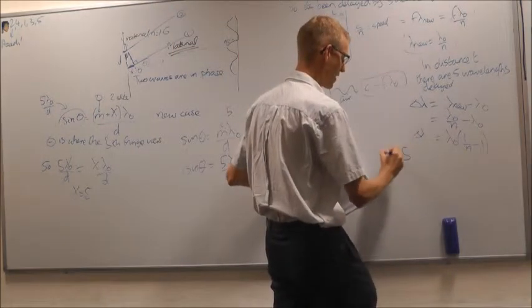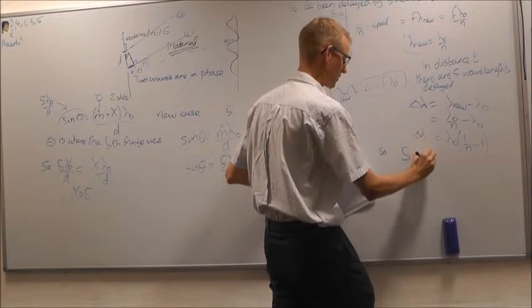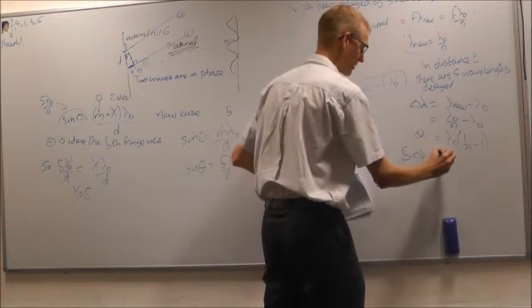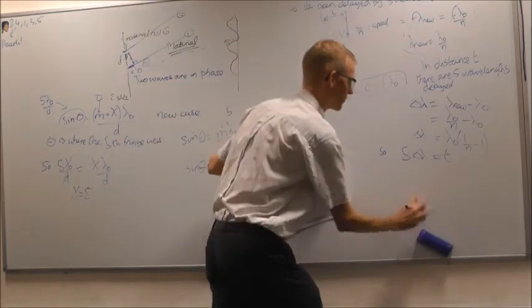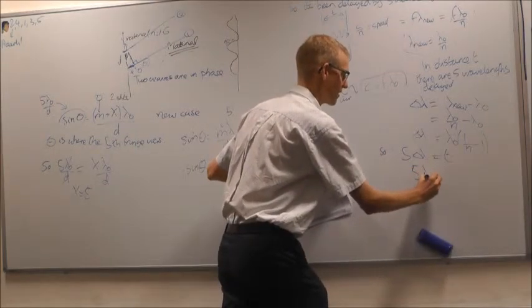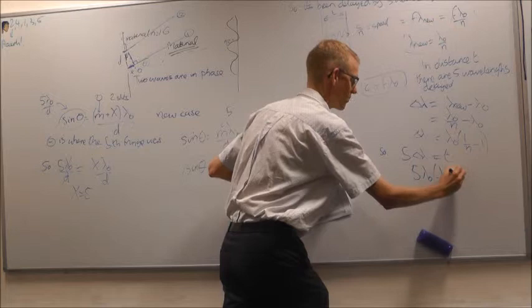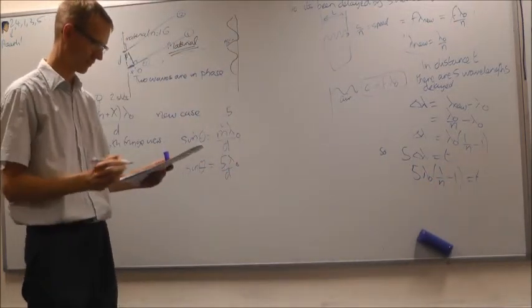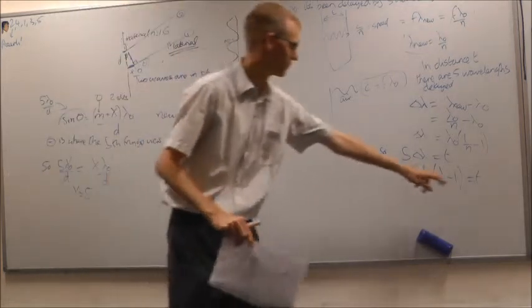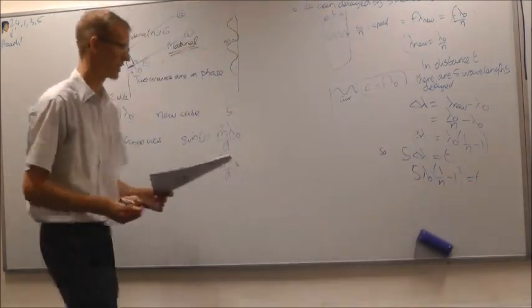So we've got 5 of those distances equals t. So we've got 5 lambda 0 times (1 over n, take 1) equals t. Gives me an equation for t. What does that come to?